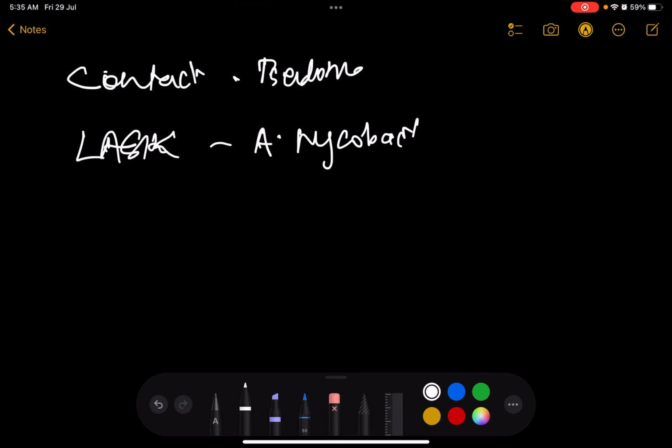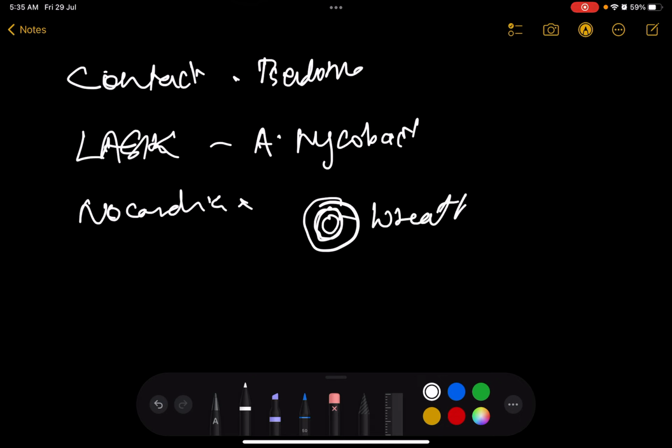What about some other important things when I'm talking about a particular bacteria? Let's say if you have an infection with the Nocardia bacteria, it causes wreath-shaped ulcers. So basically, if this is your cornea, you would have an ulcer that is something like a wreath-shaped ulcer.